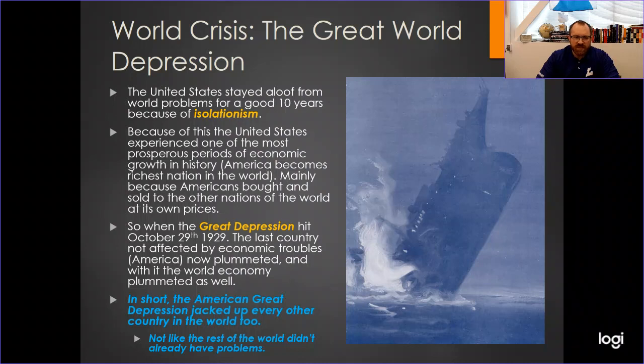And then when the United States, again, you learn about this in U.S. history, but through our own stupidity, essentially, at all levels, we sink ourselves into our Great Depression. We don't just sink ourselves in the Great Depression, we pull the entire world down with us. Even the Soviet Union felt this a bit, as much as they were trying not to. That's what I say down at the bottom. In short, the American Great Depression jacked up every other country in the world too.